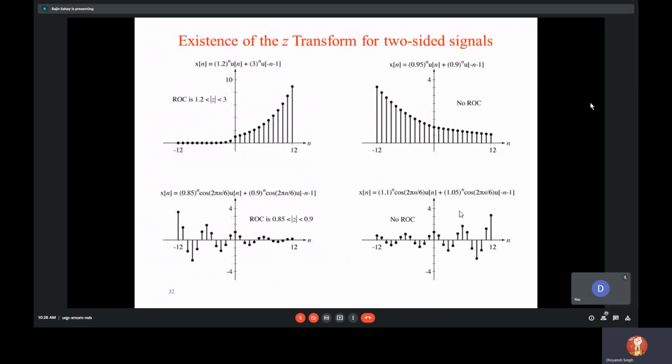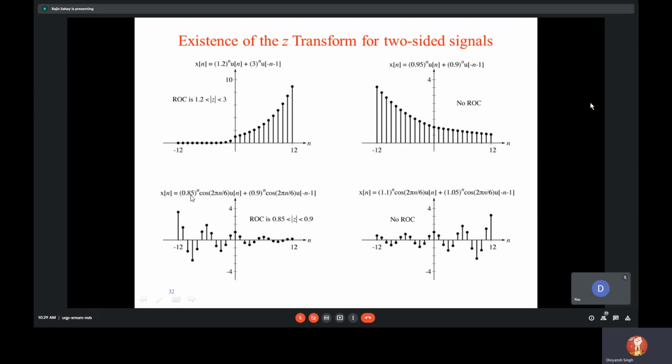So let us look at some examples. So here you have a two-sided sequence, 1.2 to the power n u[n] plus 3 to the power n u[-n-1]. So the ROC will exist between these two limits. And similarly here, 0.85 to the power n cos of 2 pi n by 6. So the right-hand side is a cosine signal. Left-hand side is also a cosine signal. But this is 0.9 to the power n. Here it is 0.85 to the power n. And this part is the anti-causal sequence.